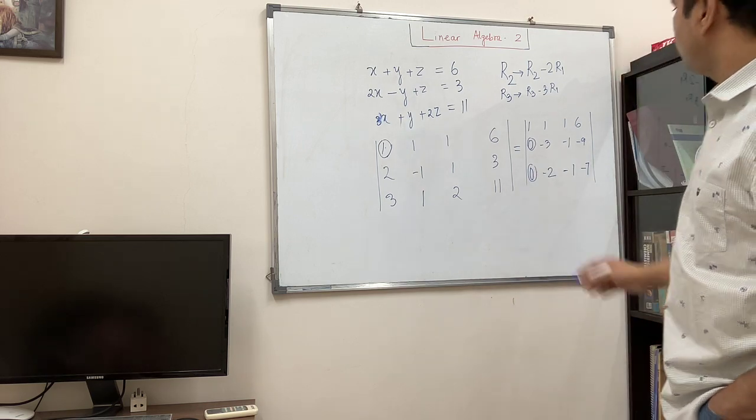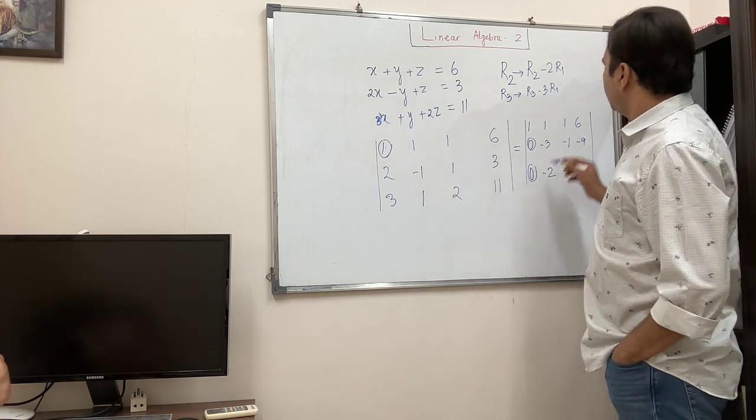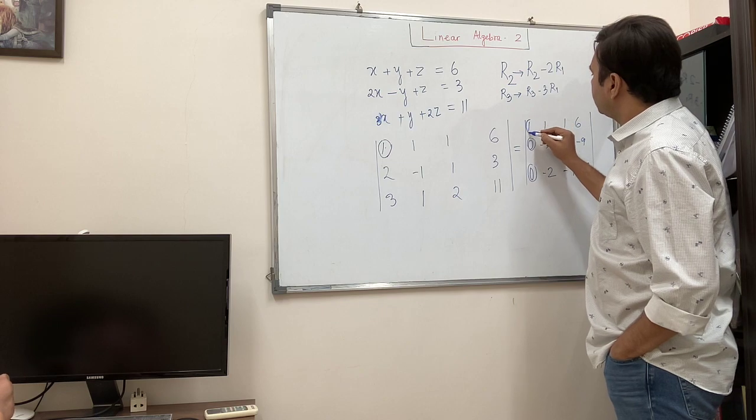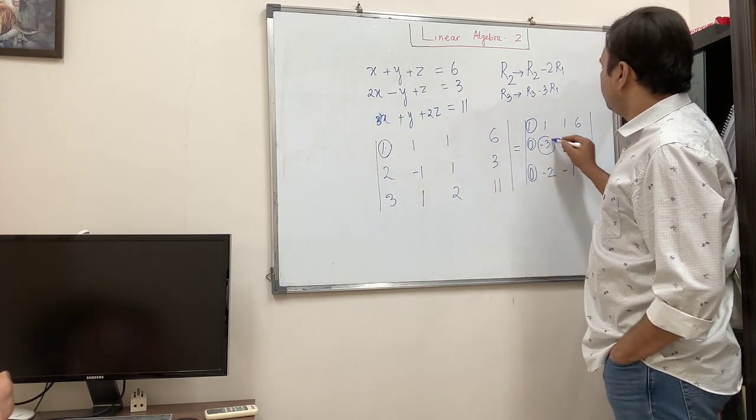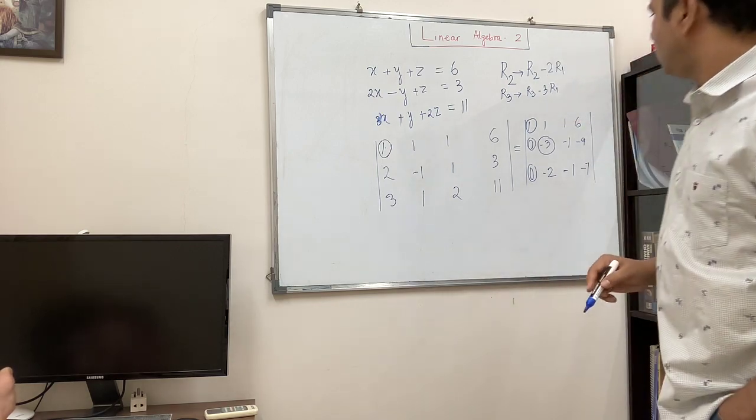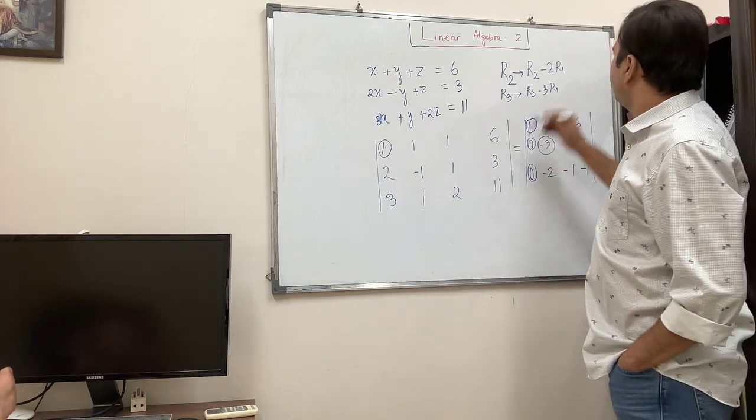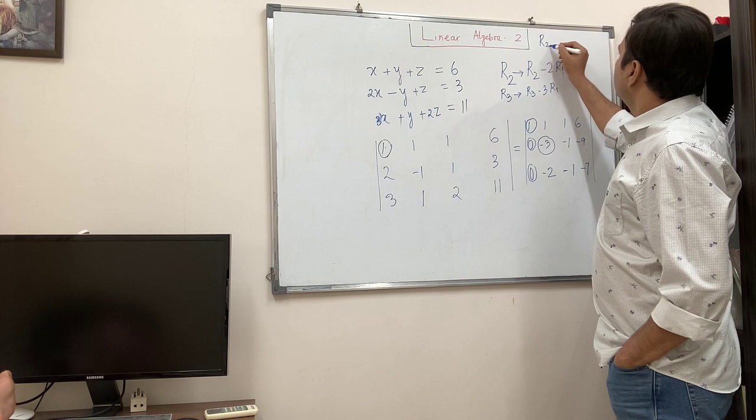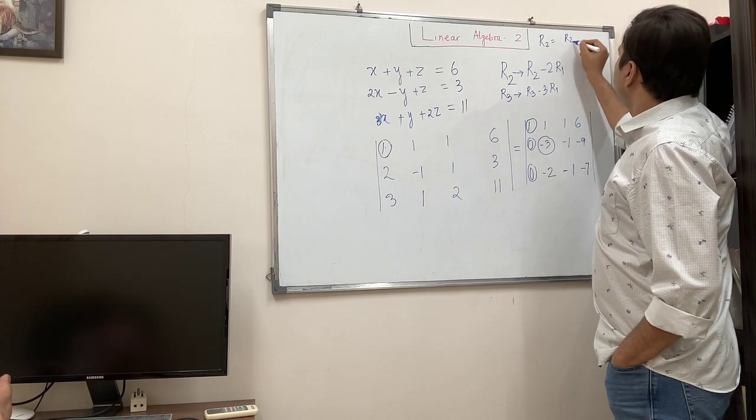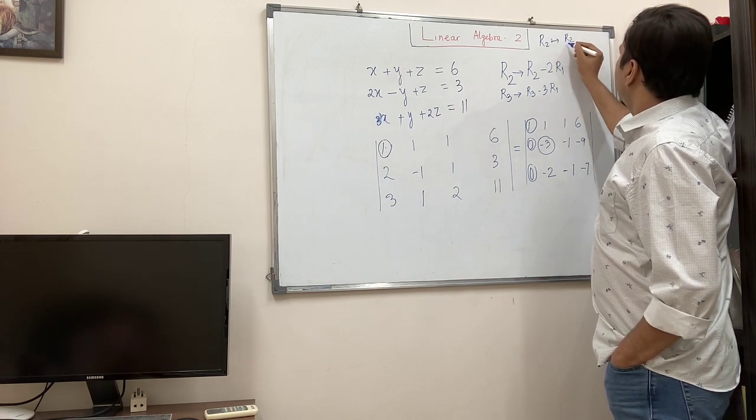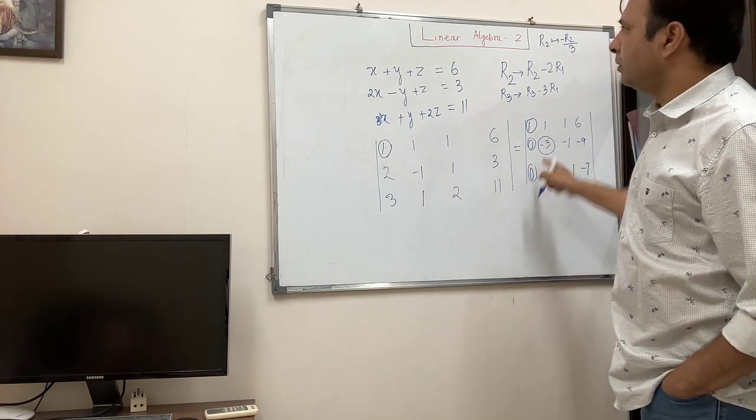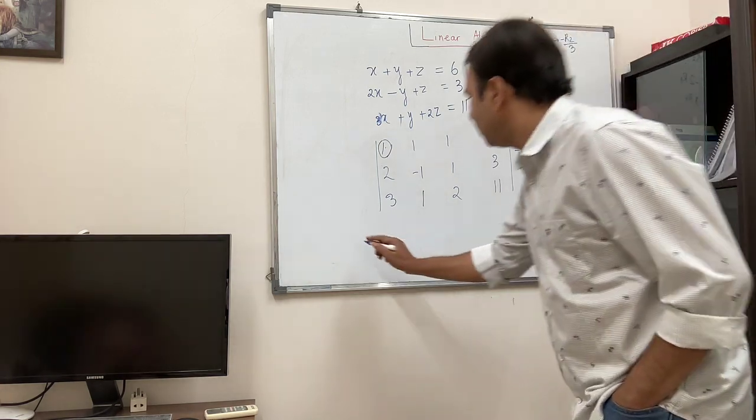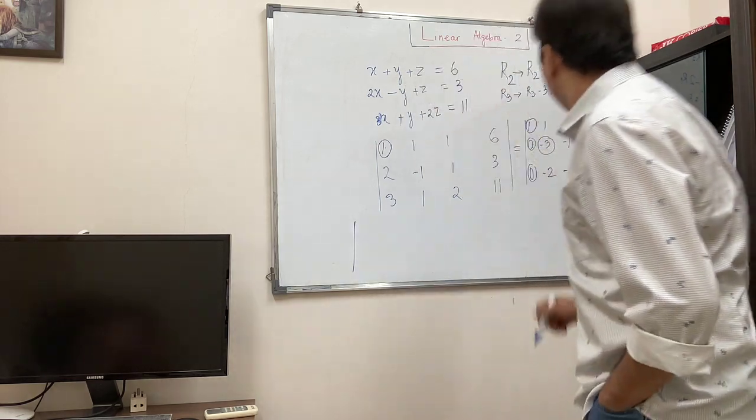I am good enough. Now I can start doing the same thing. My pivot earlier was this guy. Now this guy is something which I want to make the pivot. So what I should do, I can divide again. If I do this, R2 goes to R2 divided by minus 3, so that this becomes 1. So if I do that, let me make a space here, and I'm going to do that.